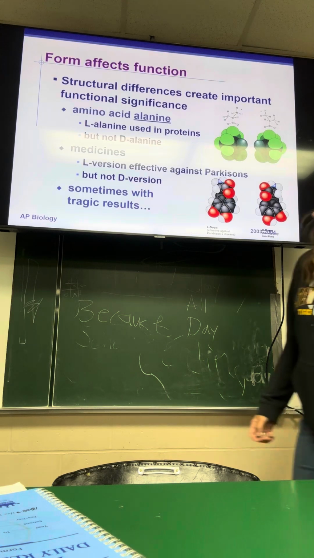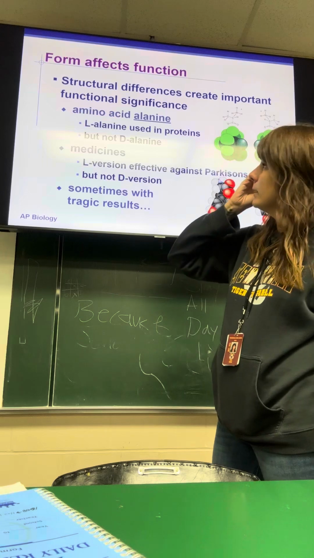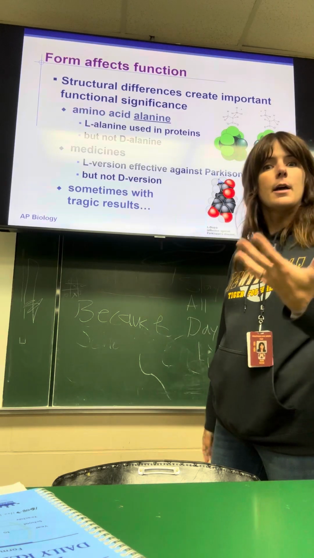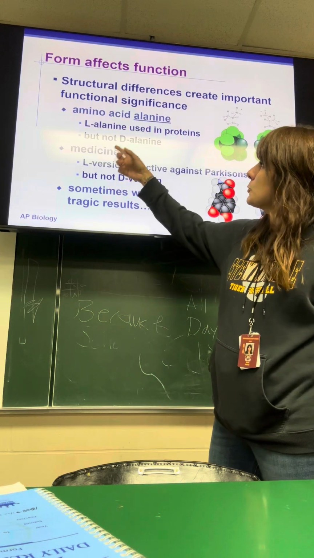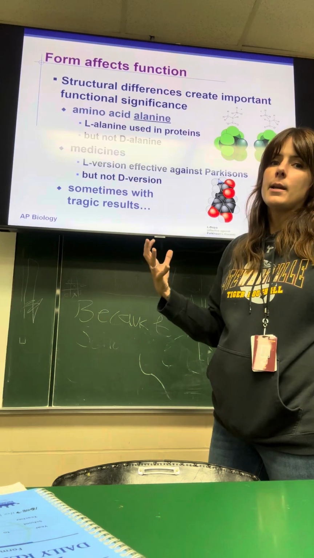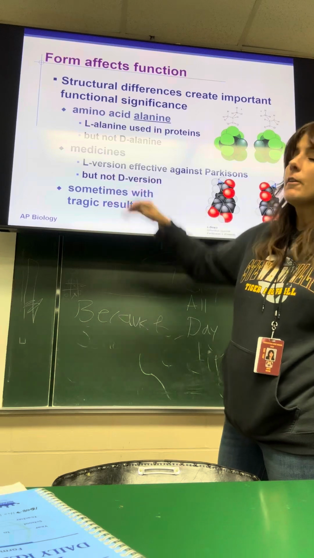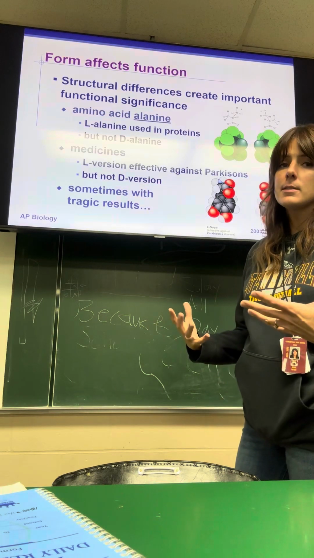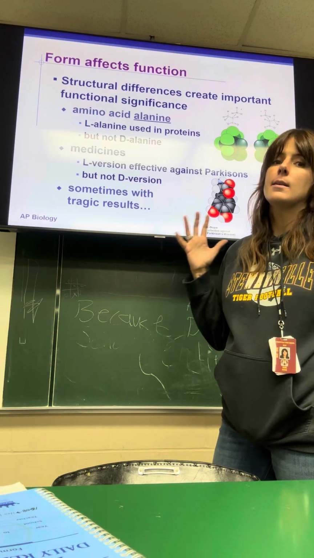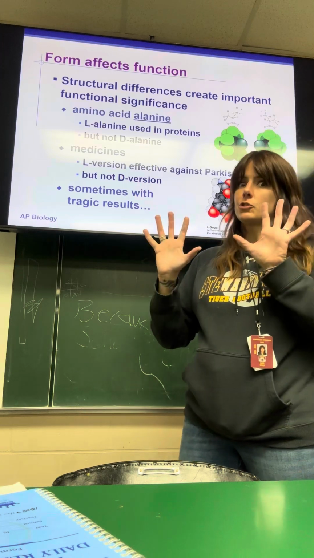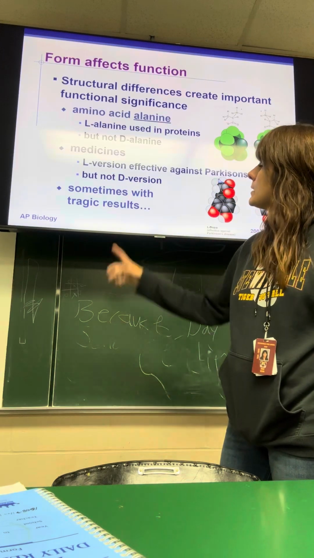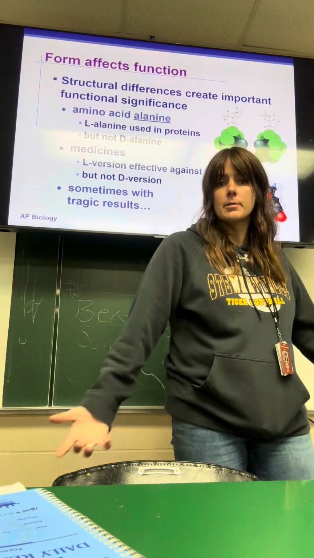Examples could be an amino acid like alanine. We use the left for that in proteins, but not the right-handed version at all. In medicines, the L version is active against Parkinson's disease, and the right-handed is non-functional at all. Structure determines function. But sometimes we can talk about things with tragic results as well.